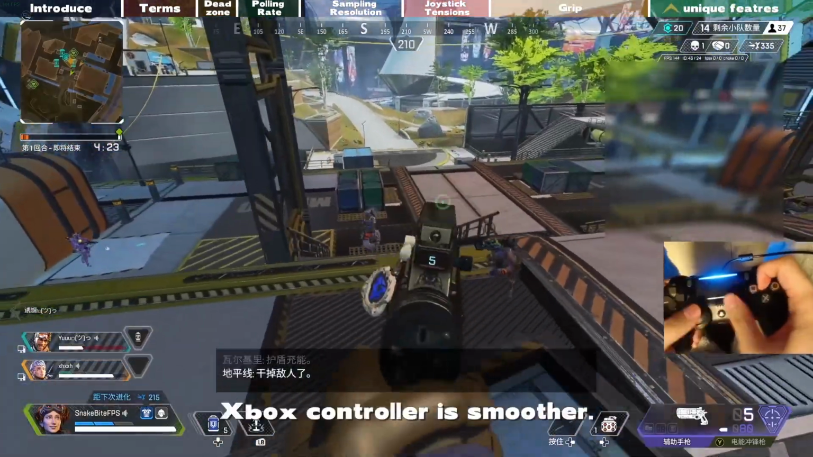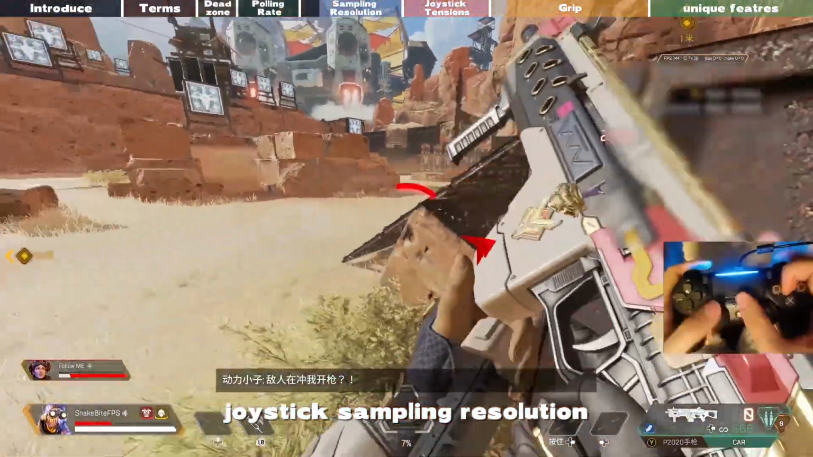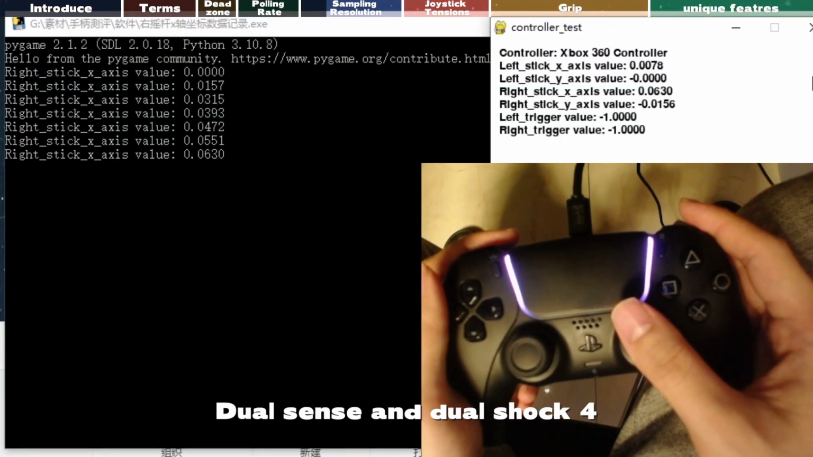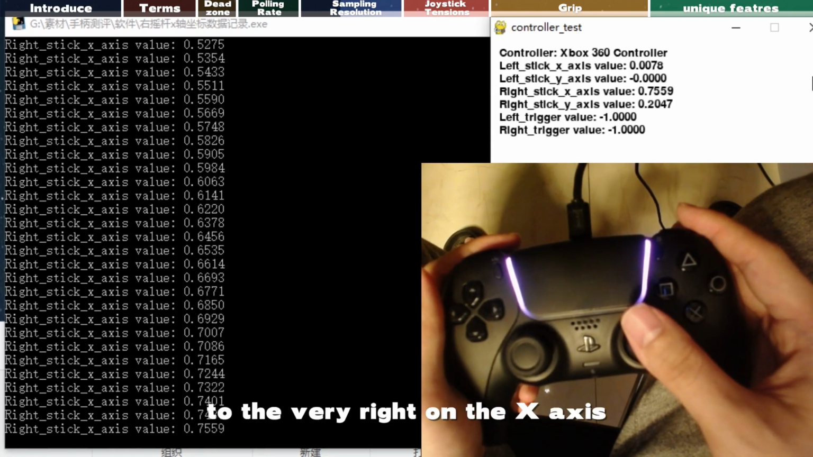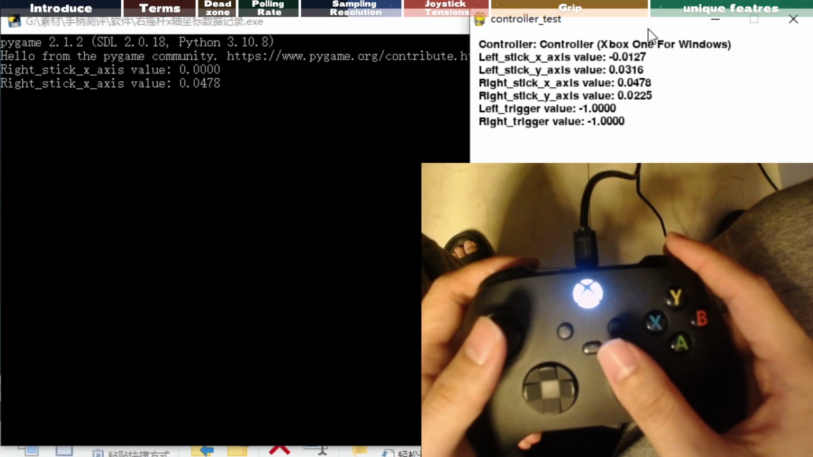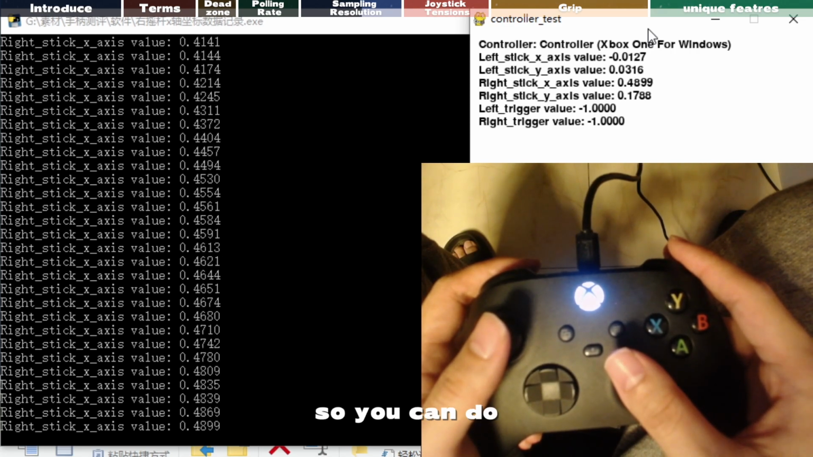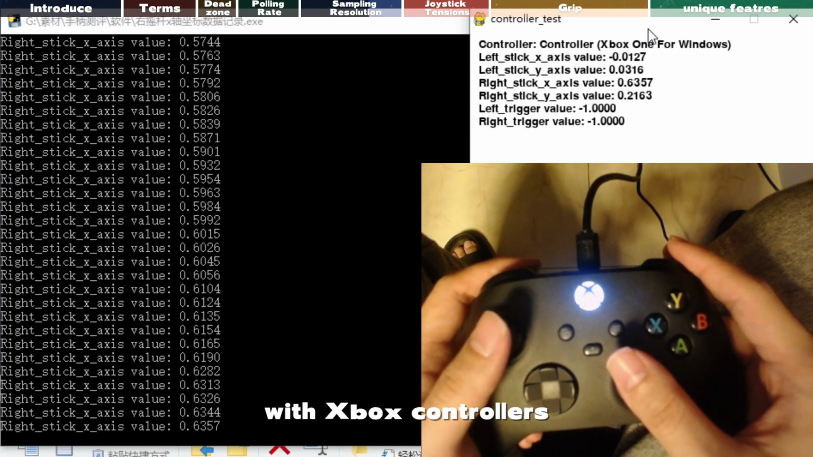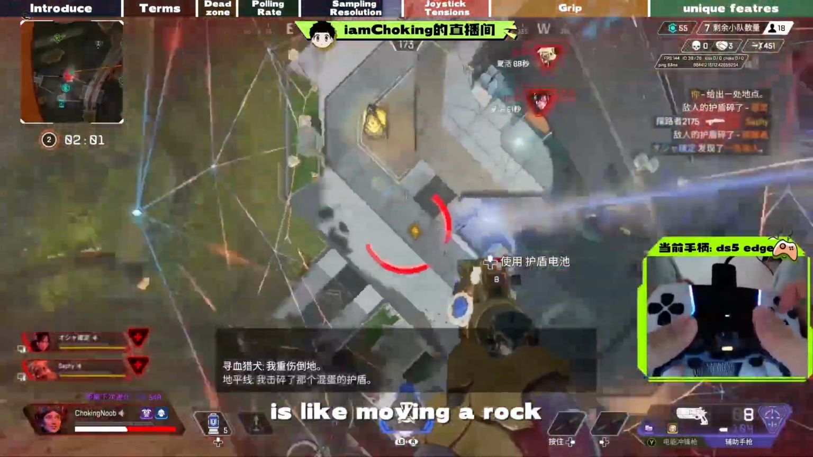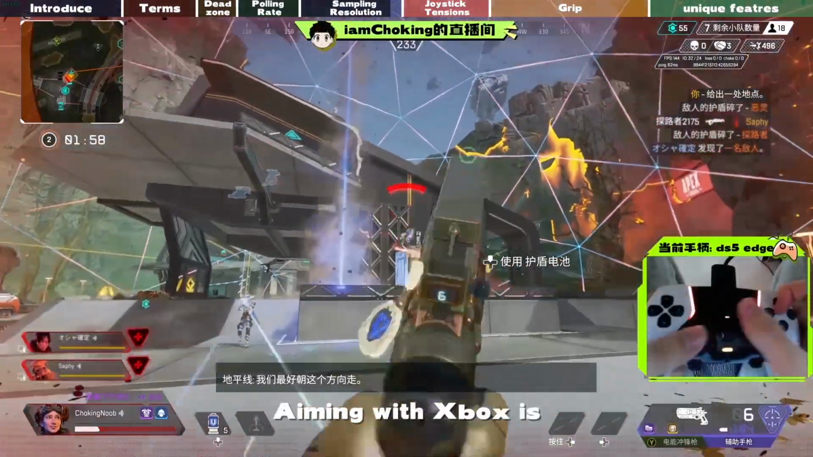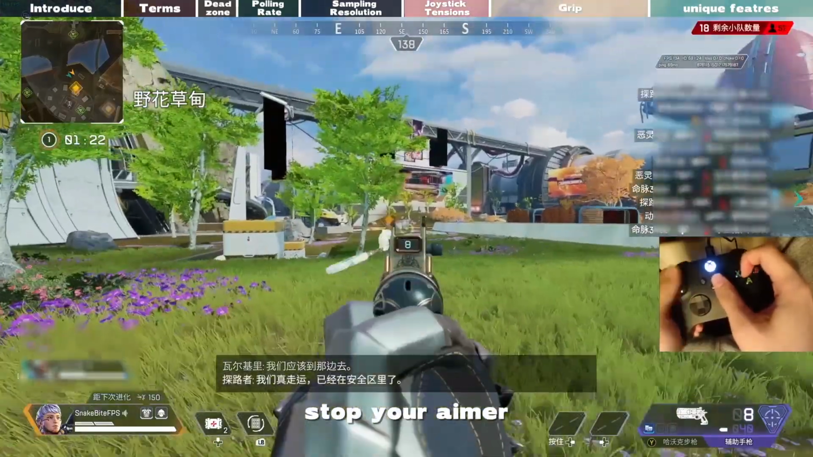Some people may feel the Xbox controller is smoother. This is because Xbox has much higher joystick sampling resolution than PS controllers. DualSense and DualShock 4 have 256 sampling points from the very left to the very right on the x-axis, and Xbox has over 1000 sampling points on the x-axis. So you can do much finer adjustment with Xbox controllers. From my personal experience, aiming with PS controllers is like moving a rock. It's steady and accurate. Aiming with Xbox is like controlling a water flow. It's smooth, but it's hard to stop your aimer.